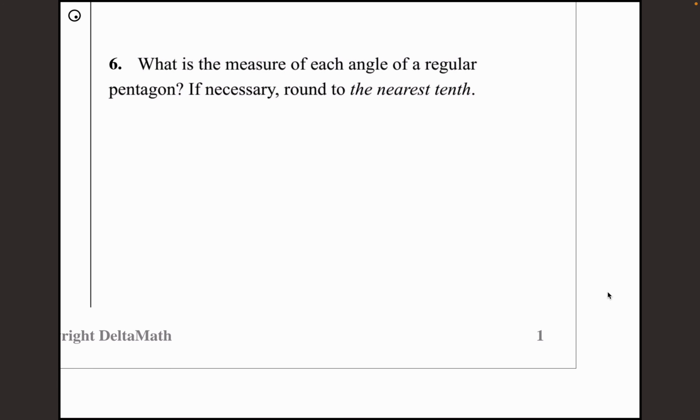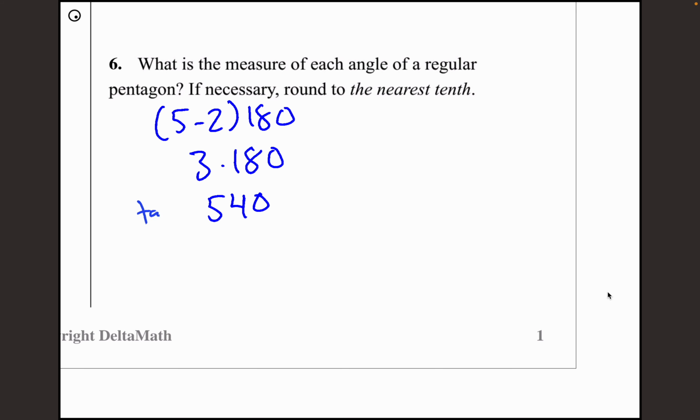Keep going. All right. Who can walk me through this? Okay, Austin? Yeah, I need to start with 5 minus 2 times 180, because I need to find the total sum first. So what's 5 minus 2? All right, and then what's 3 times 180? 540. That's the total sum.